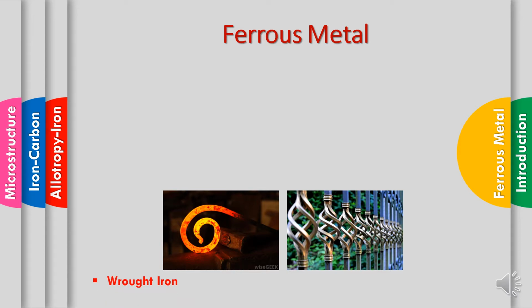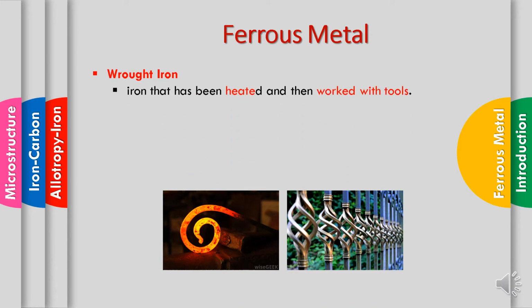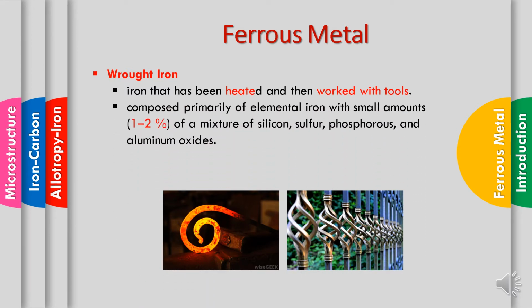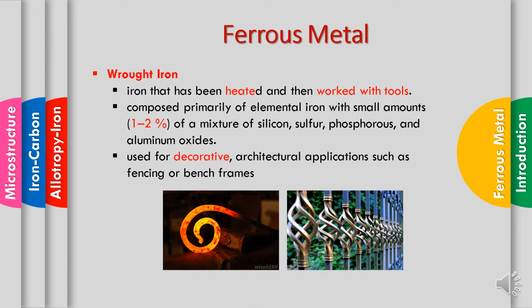In this part, we will just highlight the difference of the term wrought iron, which is iron that has been heated and then worked with tools. That means we work by using tools to bend it and make it into shape, and finally make it an application in decorative architectural applications such as fencing and bench frames. Basically, the amount of carbon impurities put in the iron base is 1 to 2%, and it is not only carbon but also other materials such as sulfur, phosphorus, and aluminum dioxide.